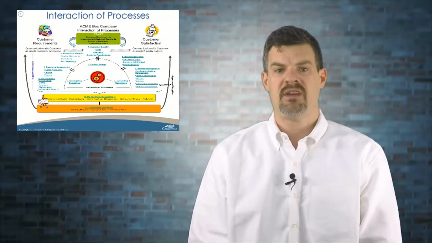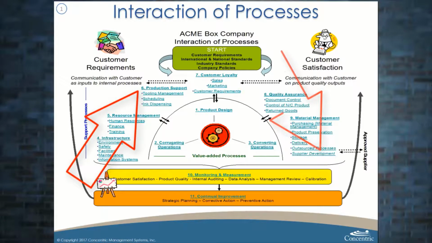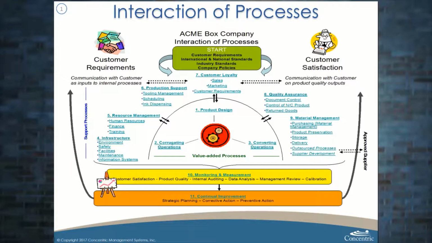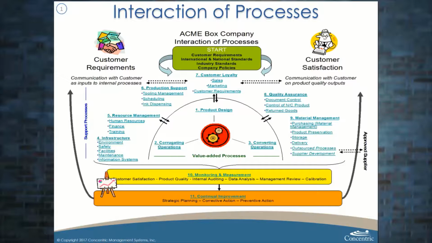So let's use this fake company called the Acme Box Company. Here you see process 1, 2, 3, product design, corrugated operations, and converting operations. Those 3 are value-added processes. Then you have 4, 5, 6, 7, 8, 9, which are support processes, and then you have 10 and 11 that are used to evaluate and improve the other processes of the management system. So in this particular example, we have 11 distinct processes, and then each of these have sub-processes underneath them.